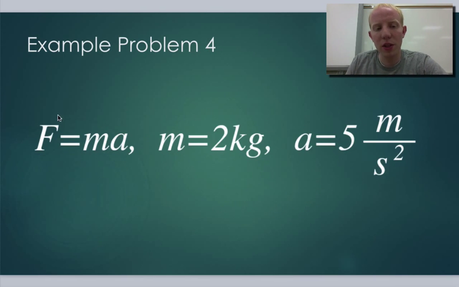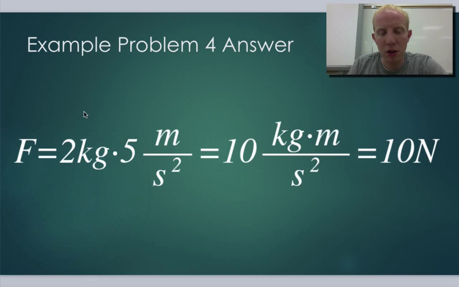Okay, let's do one more example. Let's say that F is equal to M times A, and M is equal to 2 kilograms, and A is equal to 5 meters per second squared. Okay, we're trying to figure out what F is equal to. So again, we're going to take the units, and we're just going to plug in everything together. So we've got 2 kilograms times 5 meters per second squared. Now we'll separate the numbers, 2 and 5, that's going to give us 10. And the units multiplied together are kilograms times meters per second squared.